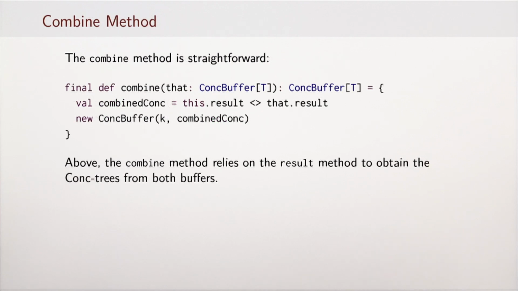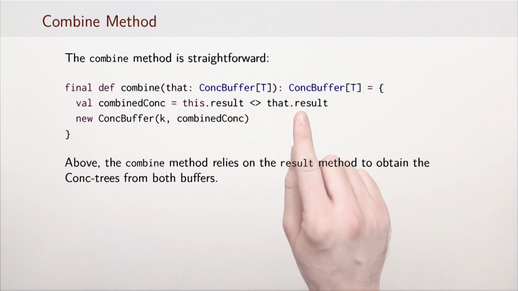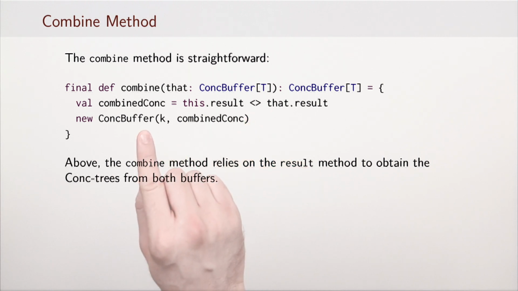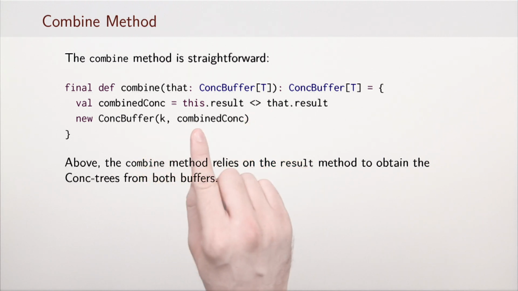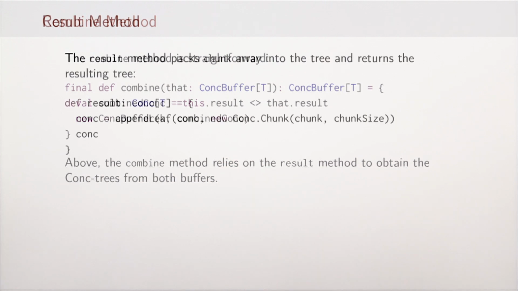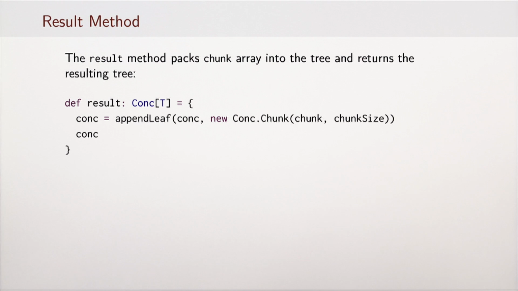The combine method is what you'd expect. It calls the result method on the two conc buffers to obtain their conc trees, and then concatenates them into a new conc tree. Finally, it returns a new conc buffer which contains this tree. Method result must create a conc tree from the contents of the buffer. To do this, it appends the element array to the conc tree as a chunk node, similar to what the expand method does.